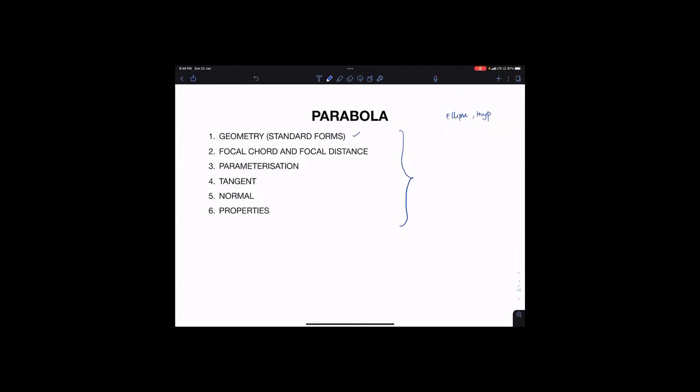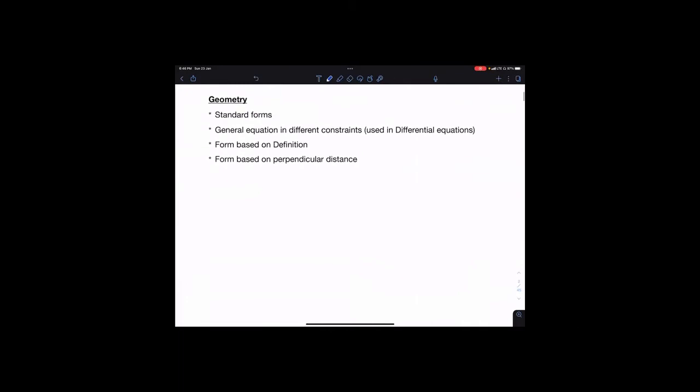For example, let's say you are learning circles, then you should know the circle properties. The tangents drawn from an external point are of equal length. There will be some geometry related property of circle, and every point on the circle is equidistant. Now for parabola, ellipse and hyperbola also, we have some standard geometry. Next, you need to learn about focal chord, focal distance and all. Parameterization, tangents, normals, that's all. Properties are not that important from an exam point of view. So first aspect we'll cover is the geometry.